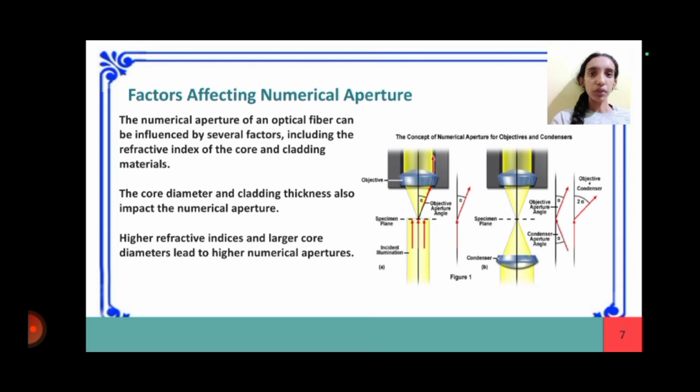And what are the factors affecting the numerical aperture? The numerical aperture of an optical fiber can be influenced by several factors, including the refractive index of the core and cladding material. The core diameter and cladding thickness also impact the numerical aperture. Higher refractive indices and larger core diameter lead to a higher numerical aperture. You can observe the picture which shows the concept of numerical aperture for objectives and condensers.